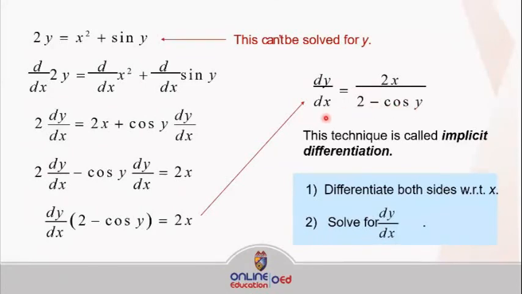So ito yung technique na tinatawag natin na implicit differentiation. So yung first natin is differentiate both sides with respect to x natin, and then next natin is isosolve natin yung value for the dy over dx.